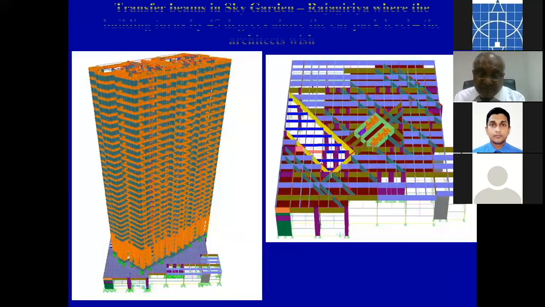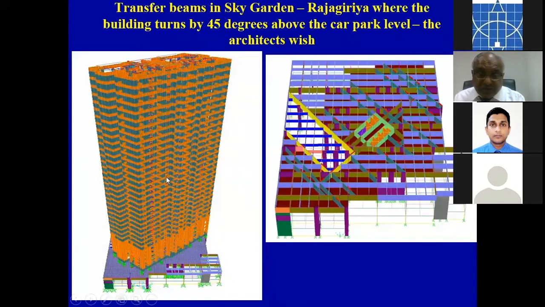So then I can show you some of these transfer plate arrangements, and this is a sky garden building, and you can see the transfer plate is actually facilitating the turning of the building by 45 degrees.